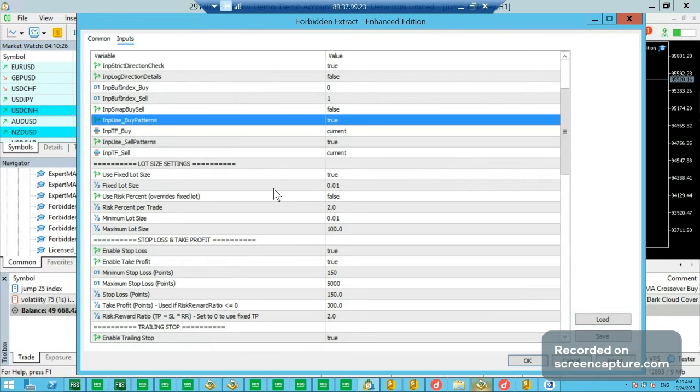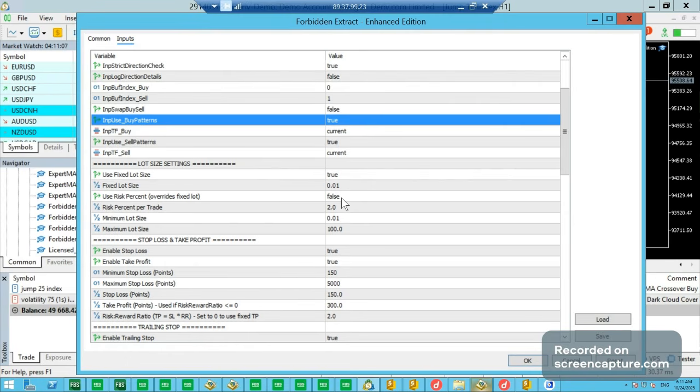Now, under lot size settings, we have our fixed lot size. If you set your fixed lot size to false, that means the EA will work on risk percentage. If you don't want to use fixed lot size, you can decide to turn it off by setting it to false. Once you set it to false, your fixed lot size will not work. And if you set use risk percentage to true, that means it's going to be taking trades based on the percentage of your capital.